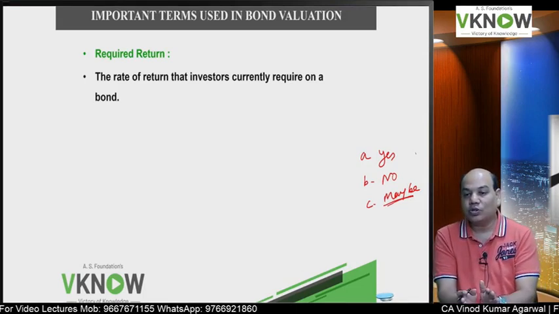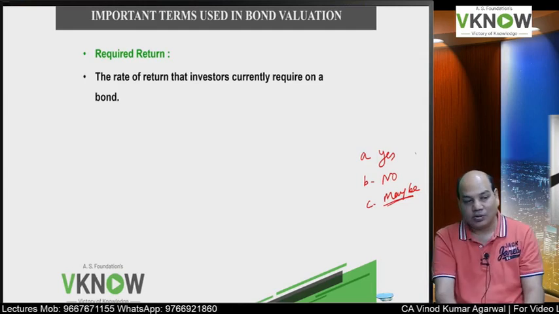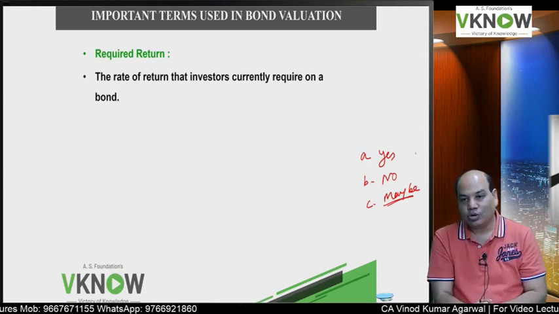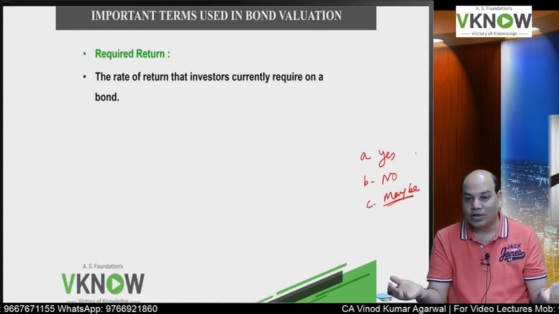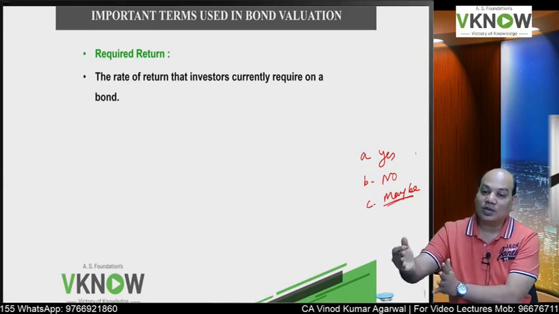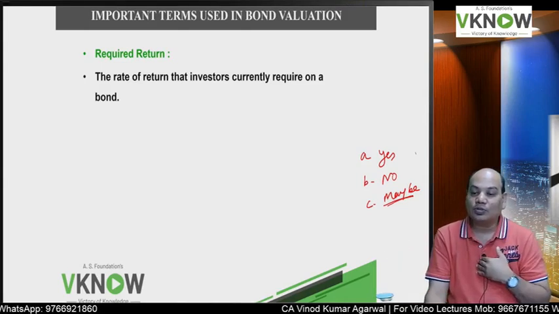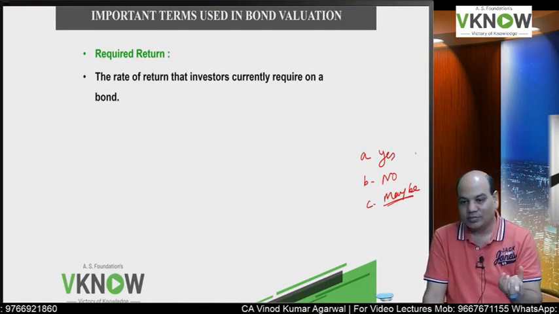Because bond was issued, let's say 5 years ago. 5 years ago the economy was booming, interest rate was low, but now you see the interest rates have gone up everywhere in the world. So now you have other option where you can invest at a higher rate. So your required rate of return today will be higher, and reverse can also happen.